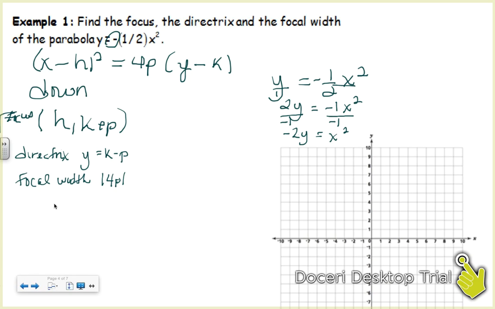So this is the equation. If we want to write it like it does in this, we're going to rewrite it. I might do a little box to kind of keep us focused. I'm going to write x minus 0 squared equals negative 2y.